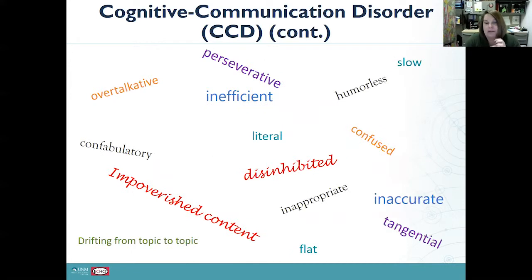If you go to the next slide, these are just some words that are used to talk about our TBI patients. So you can probably see these words and immediately think of a patient that's on your caseload or in your clinic or in your lab. They might be described as overtalkative, perseverative, inefficient, slow, humorless, confused, very literal, disinhibited, confabulatory, have impoverished content. They may drift from topic to topic. They may just be very flat, tangential, inaccurate, confused.